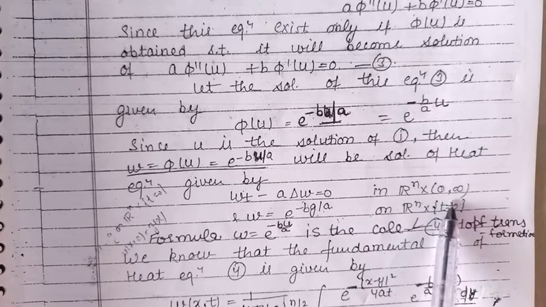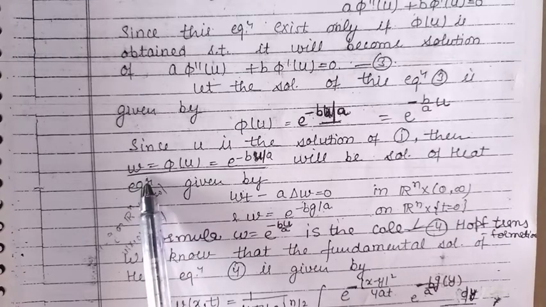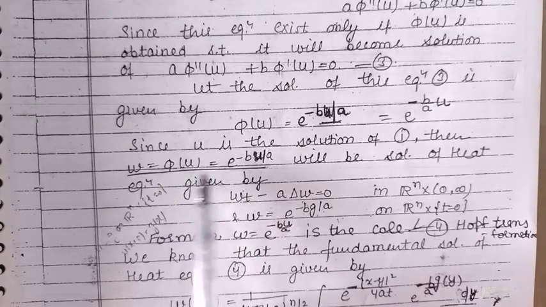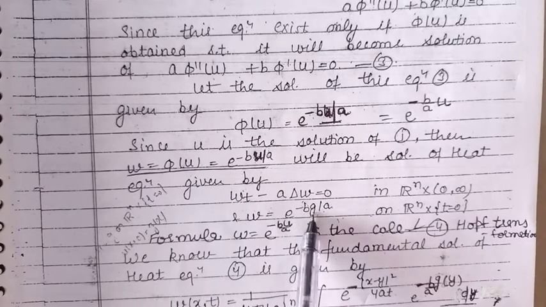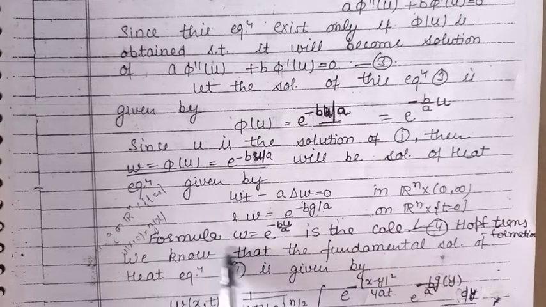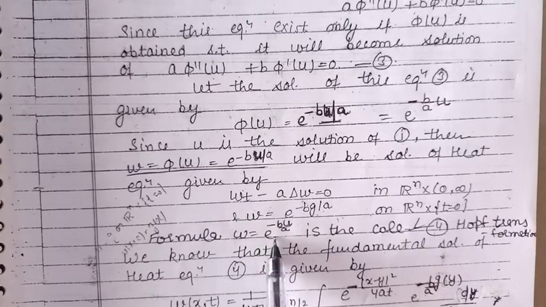Now, because we are given that when time is 0, the value of function u is g, from here at t is equal to 0, w will become e raised to the power minus b into g upon a. The function w defined by this formula, e raised to the power minus bu upon a, is called the Cole-Hopf transformation.